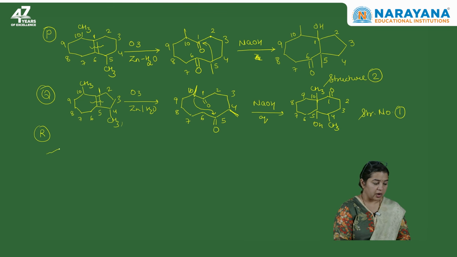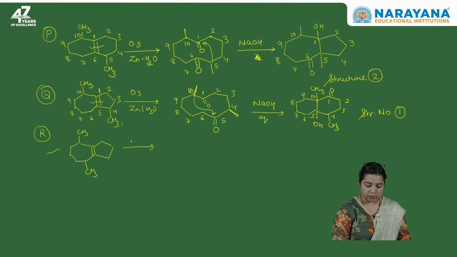Repeat the process for R. In case of R, we have something quite similar to Q, but with a slight position change. What is the position change? They have this 5 and 7 ring, but the methyl is now here only. Both methyls are in the 7-member ring. Repeat the process: ozone, zinc and water. Break. 1, 2, 3, 4, 5, 6, 7, 8, 9, 10.